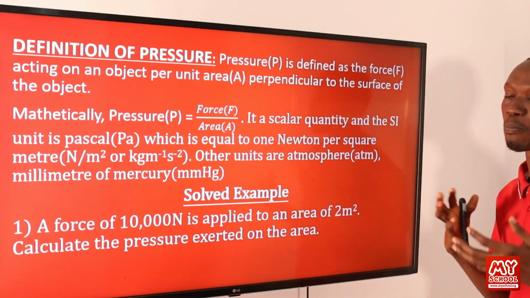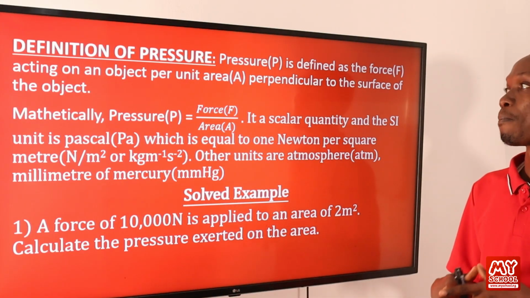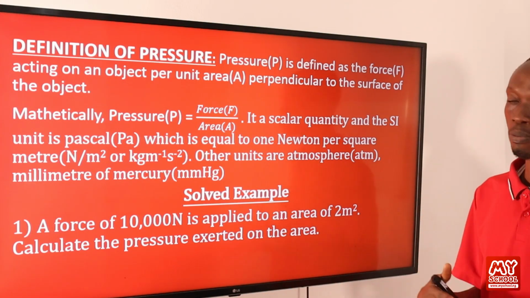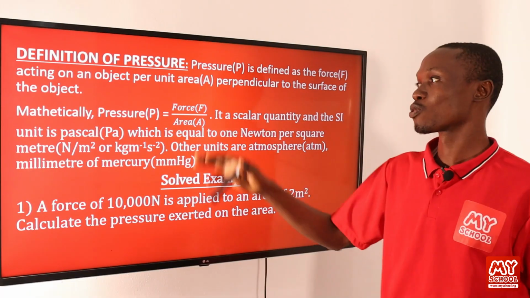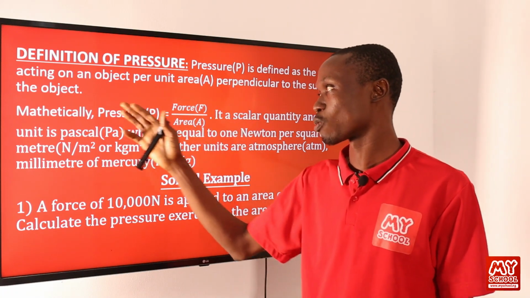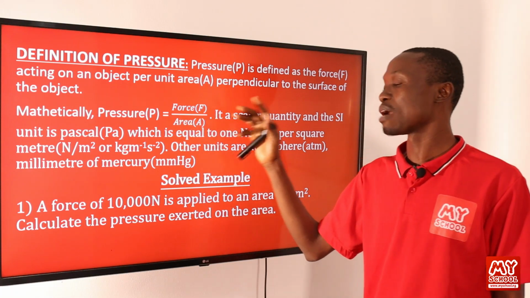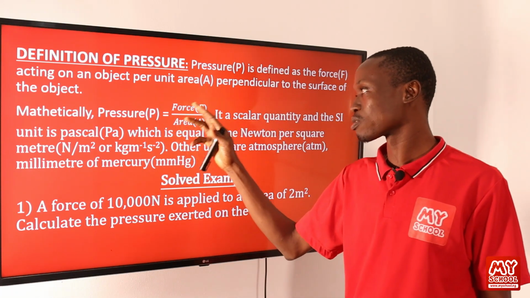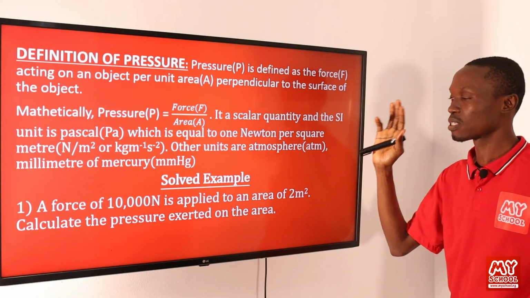We simply define pressure as the force acting on an object per unit area perpendicular to the surface of the object. The word perpendicular here simply means at right angle. Mathematically, of course, this is derived from the definition above. Pressure P is equal to force F over area A. And it is a scalar quantity.